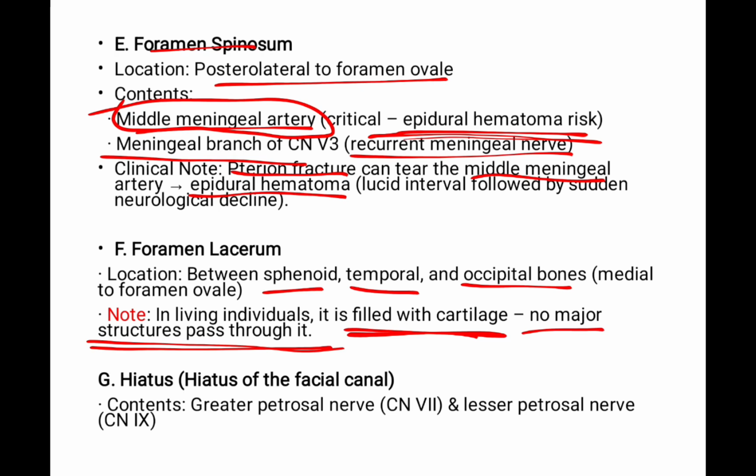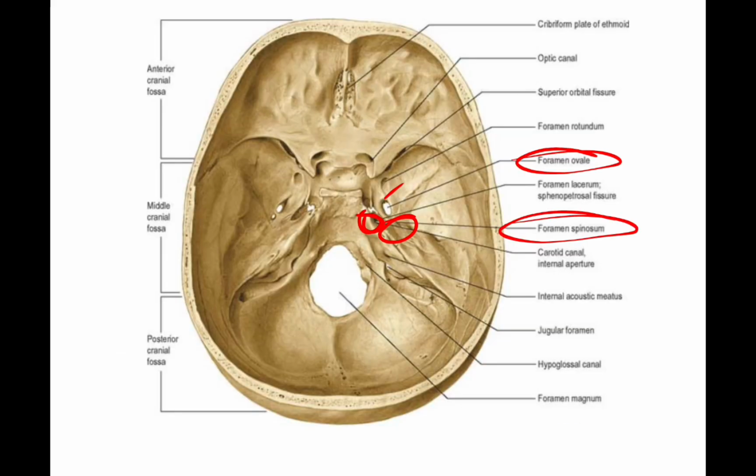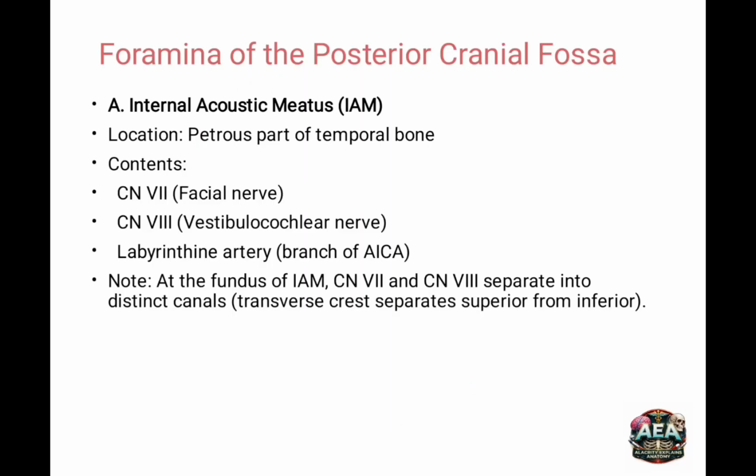We have the hiatus of facial canal, whose contents include the greater petrosal nerve as well as the lesser petrosal nerve. The greater and lesser petrosal nerves pass through the hiatus of facial canal. Now let's look at foramina in the posterior cranial fossa.